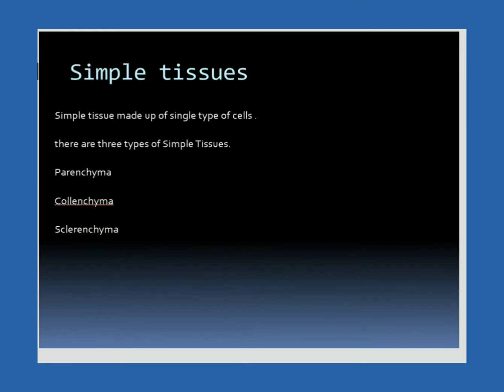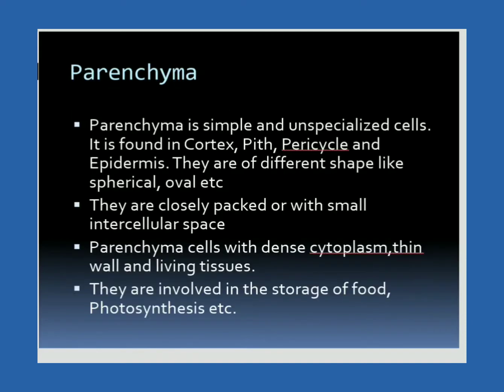Simple tissue is made up of a single type of cell. There are three types of simple tissues: parenchyma tissue, collenchyma tissue, and sclerenchyma tissue. Parenchyma tissue is a living tissue with simple and unspecialized cells, and it is found in the cortex, pith region, pericycle, and epidermis regions. The shapes are different, like spherical, oval, etc. They are closely packed, or small intercellular spaces are present between the cells. The parenchyma cells have dense cytoplasm, thin walls, and are living tissues. They are involved in the storage of food and they contain chloroplast.